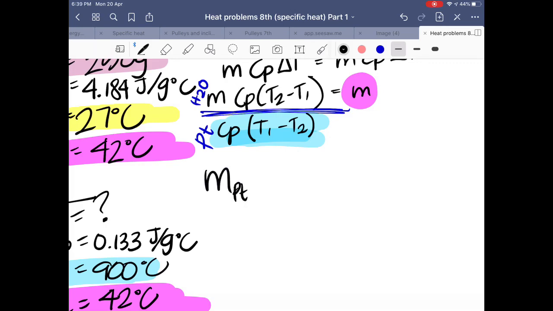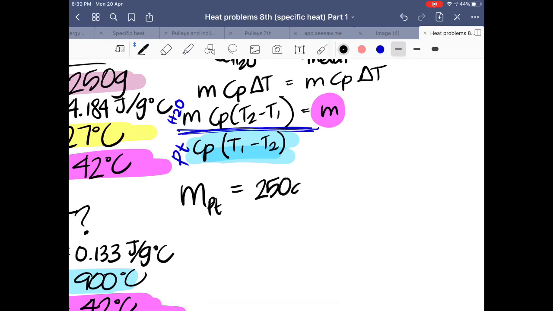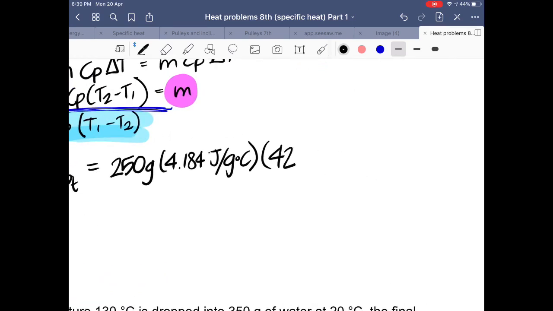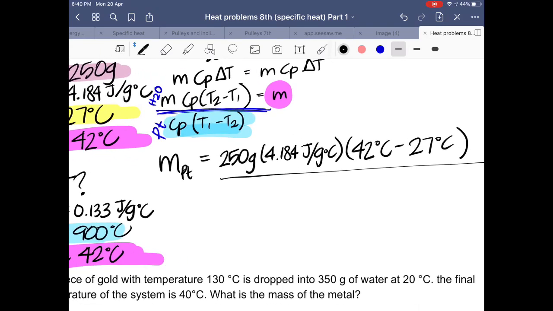Mass of platinum equals the mass of water, which is 250 grams, times 4.184 joules over gram per degree Celsius, times 42 degrees Celsius minus 27 degrees Celsius. And then divided by specific heat, which is of platinum, which is 0.133 joules over gram per degree Celsius, times 900 degrees Celsius minus 42 degrees Celsius.